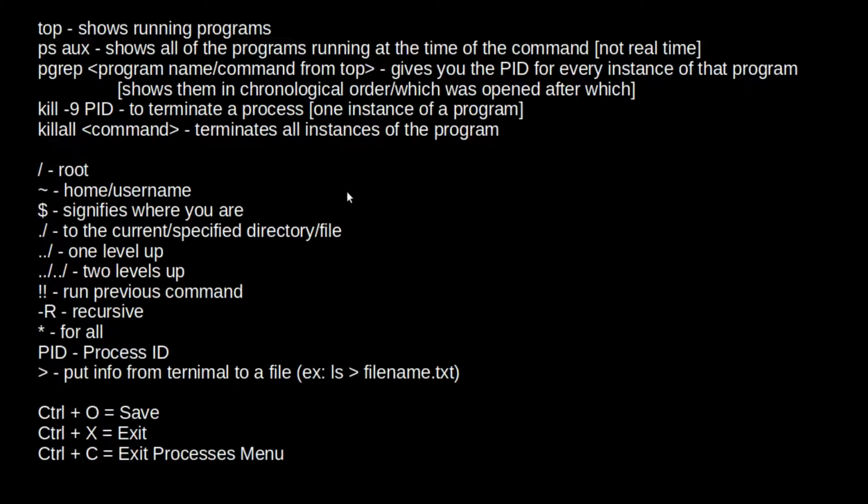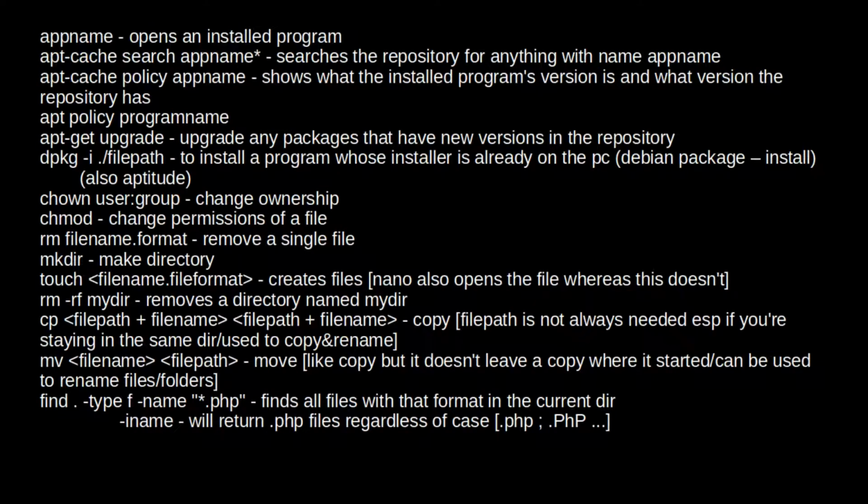. signifies where you are, your working directory. ./ means the current or specified directory or file. So back here where I gave that example with dpkg, it means go to this specified file path.